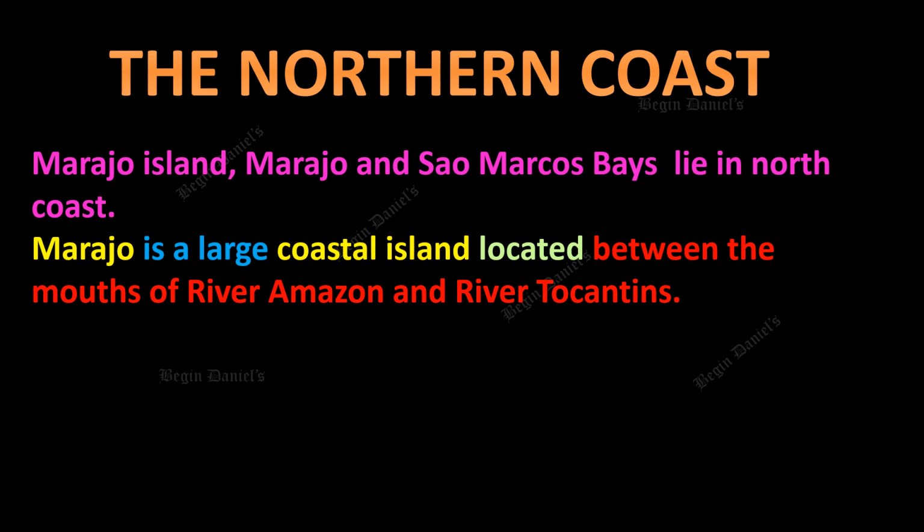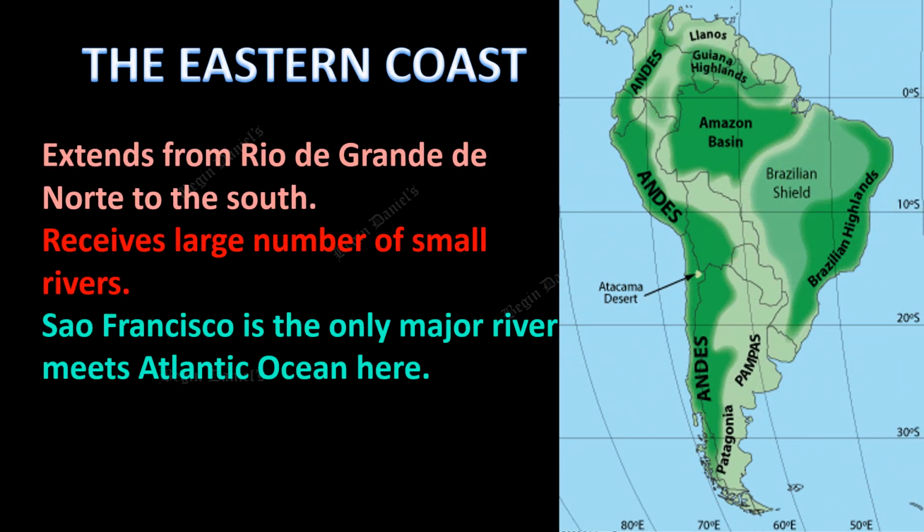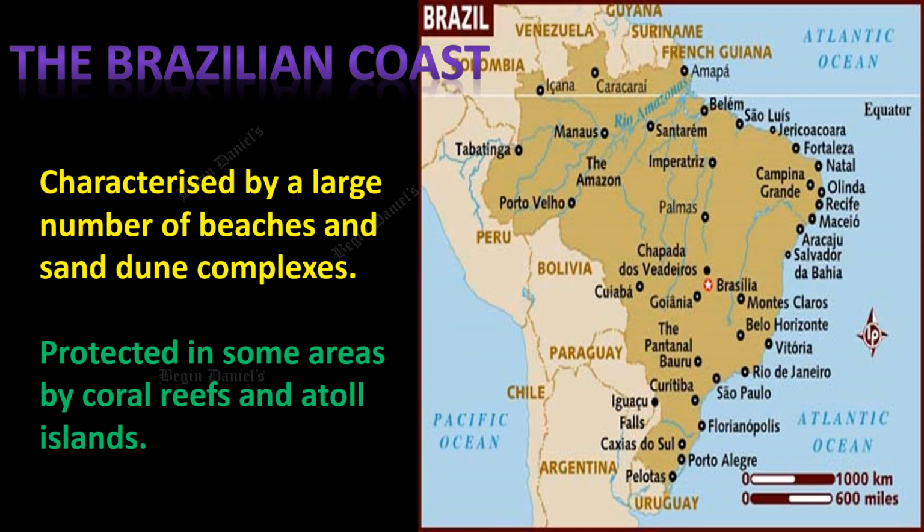Marajo Island, and Marajo and São Marcos Bays lie on the north coast. Marajo is a large coastal island located between the mouths of the River Amazon and the River Tocantins. The eastern coast extends from Rio Grande do Norte to the south and receives a large number of small rivers. São Francisco is the only major river that meets the Atlantic Ocean here. The Brazilian coast is characterized by a large number of beaches and sand dune complexes, protected in some areas by coral reefs and atoll islands.